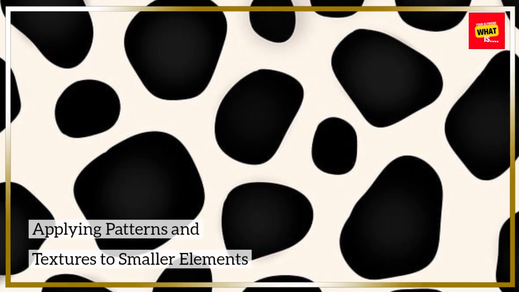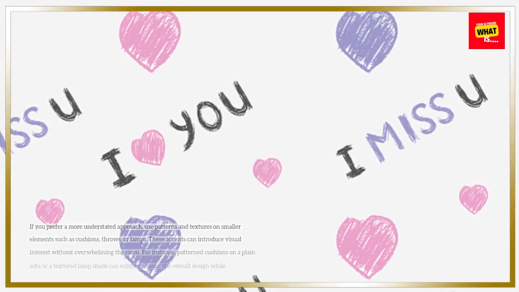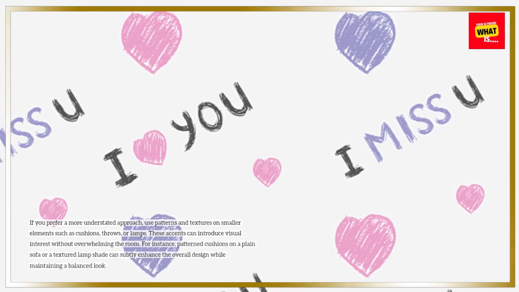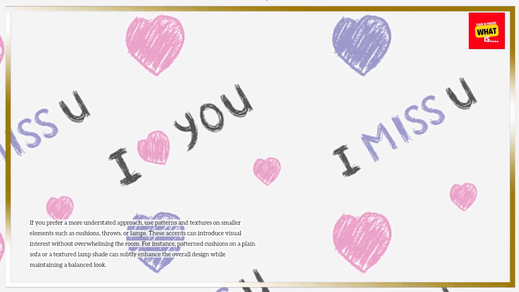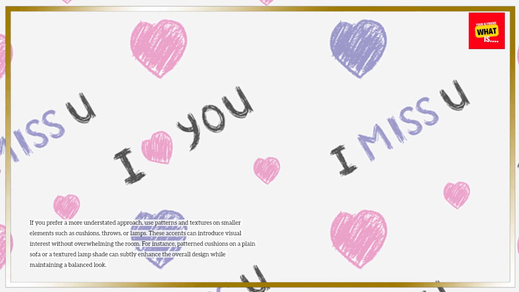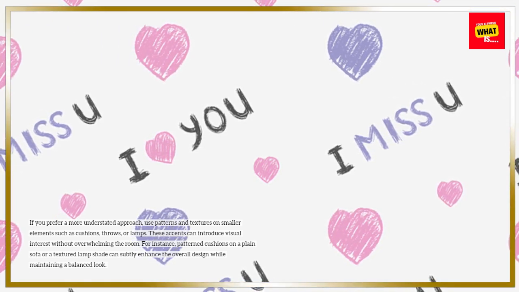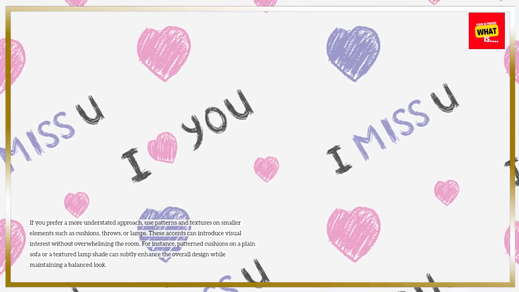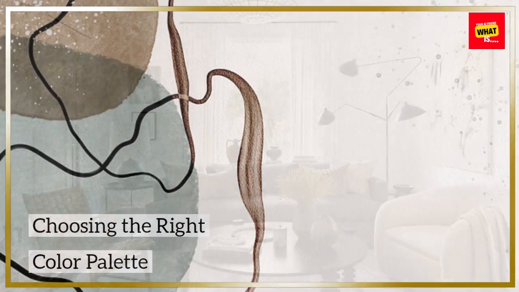Applying patterns and textures to smaller elements. If you prefer a more understated approach, use patterns and textures on smaller elements such as cushions, throws, or lamps. These accents can introduce visual interest without overwhelming the room. For instance, patterned cushions on a plain sofa or a textured lampshade can subtly enhance the overall design while maintaining a balanced look. Choosing the right color palette.